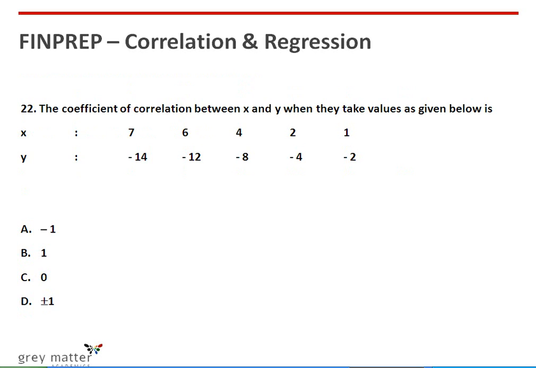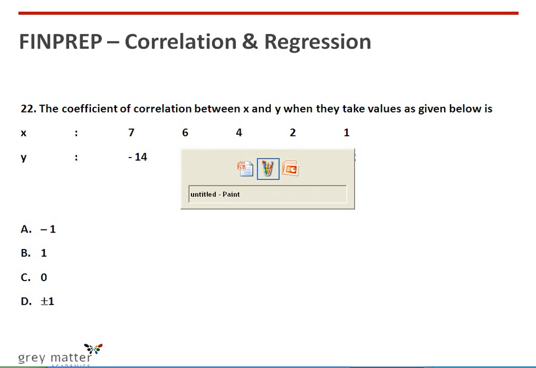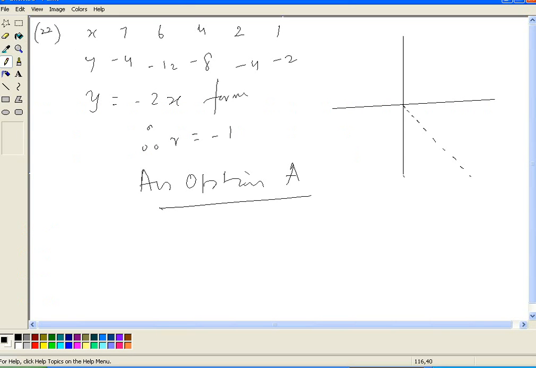22nd question. The coefficient of correlation between x and y when they take values as given below. Going back to our worksheet, work area, where x and y, the distribution is: for x equal to 7, y is minus 4; 6, it is minus 12; 4, it is minus 8; 2, it is minus 4; and when x is 1, y is minus 2.